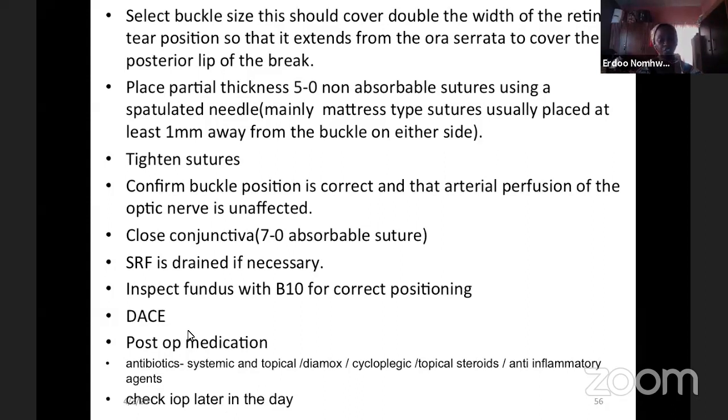Then post-op medications for the patient: you place them on systemic or topical antibiotics, Diamox because of the risk of raised intraocular pressure, cycloplegics, topical steroids, and then anti-inflammatory agents. And it's advisable to check the IOP later in the day because of the risk of intraocular pressure rise.